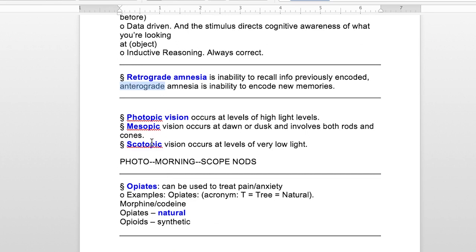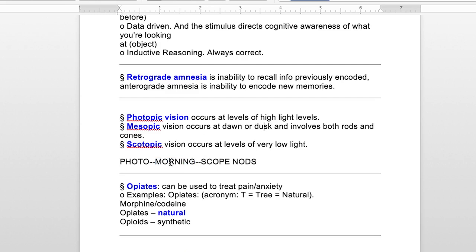Next, all these different kinds of vision. Photopic: a photo is usually bright, so photopic vision occurs at high light levels. Mesopic happens at dawn or dusk, and the way that I remember it is that M is for morning. In the morning, it's dawn, right? And the same kind of light level in the morning is similar to what's at dusk in the evening.